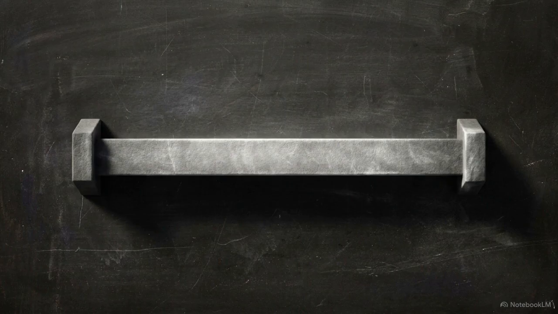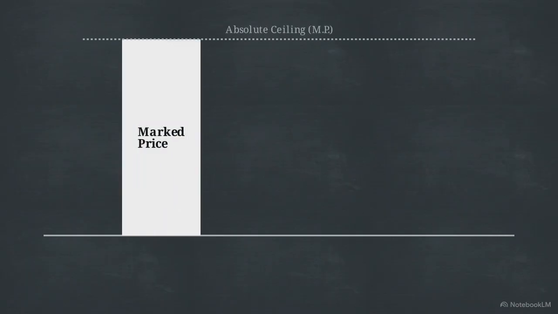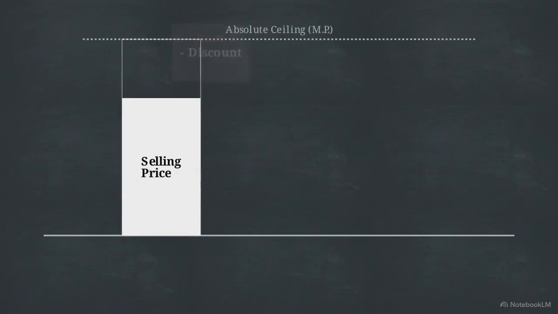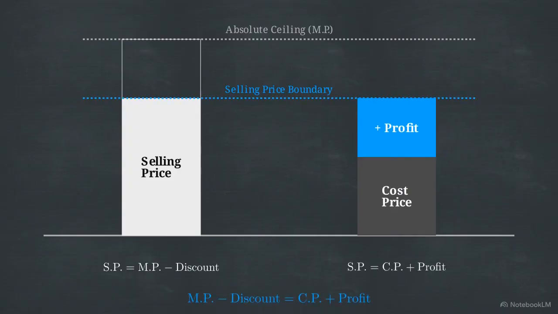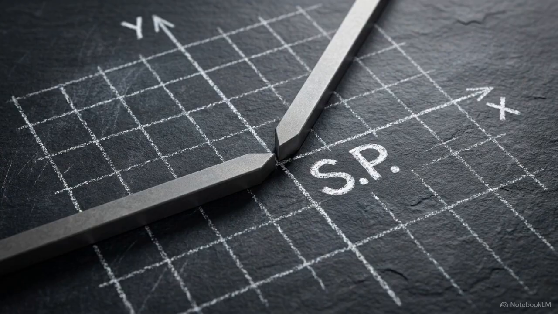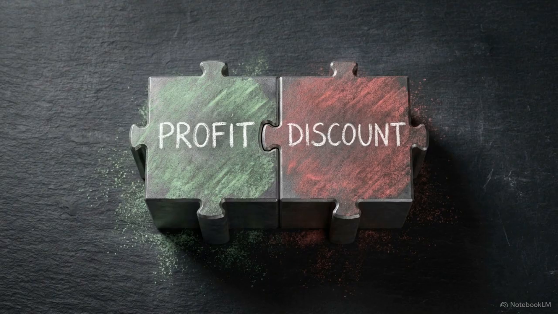Let's model this algebra on a single geometric continuum tracking total value. This chart establishes our baseline. Marked price is the absolute ceiling, the total length. Applying a discount shears a segment away, defining the selling price boundary. In response, cost price expands upwards a profit margin until perfectly aligned. Because the selling price serves as a shared mathematical coordinate, we can link the seller's profit to the buyer's discount without referencing an absolute dollar amount.